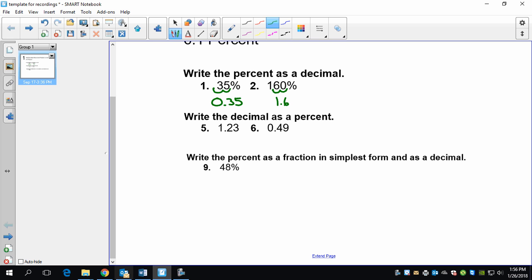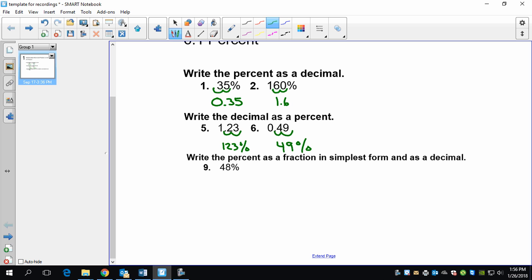For number 5, it's along the same lines. It says write the decimal as a percent. If it's 1.23, now we're actually going to move the decimal to the right, and that would be 123%. For number 6, it's 0.49 or 49 hundredths. We're going to move it 2 places to the right, and that would be 49%.